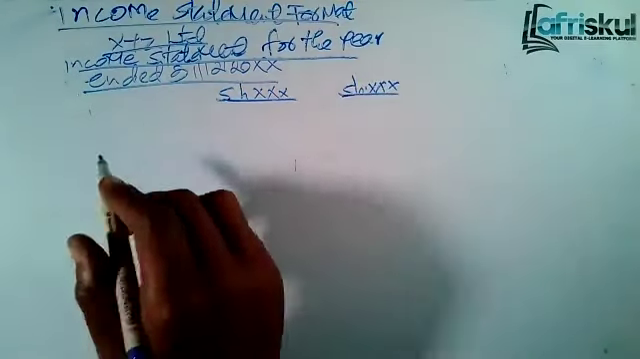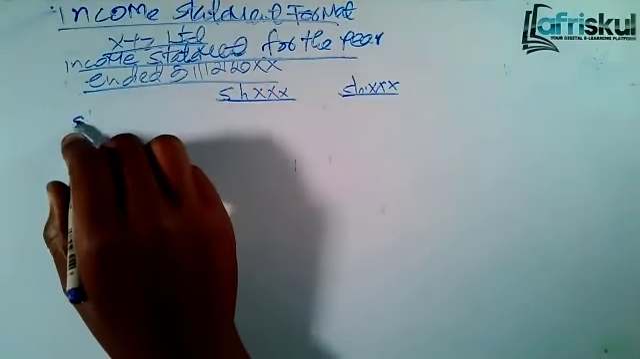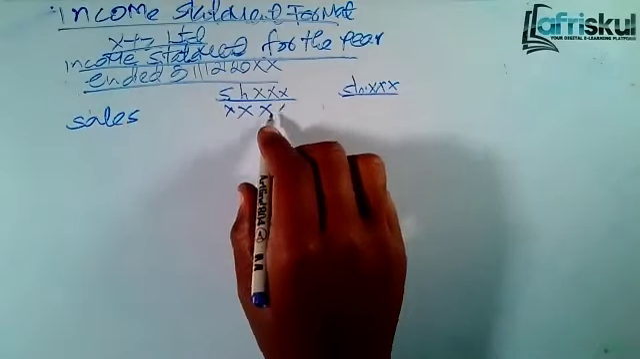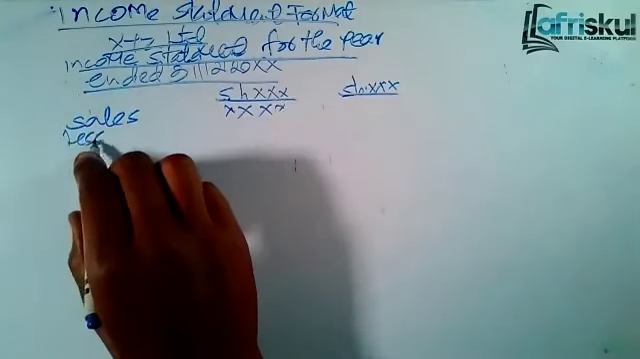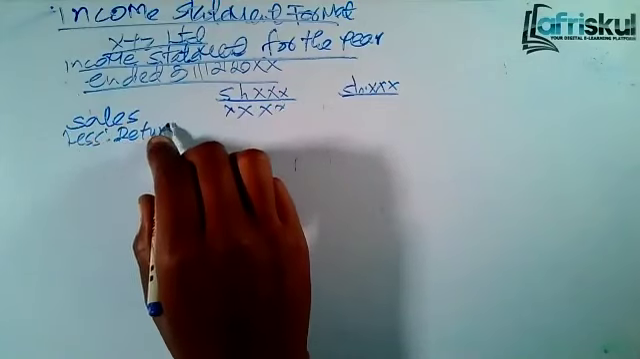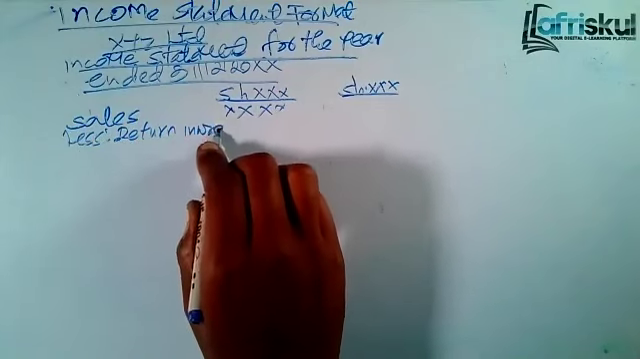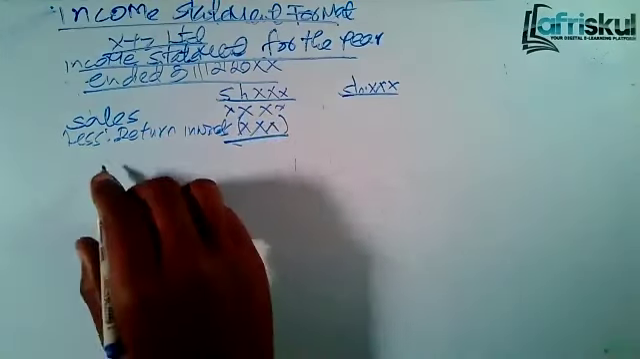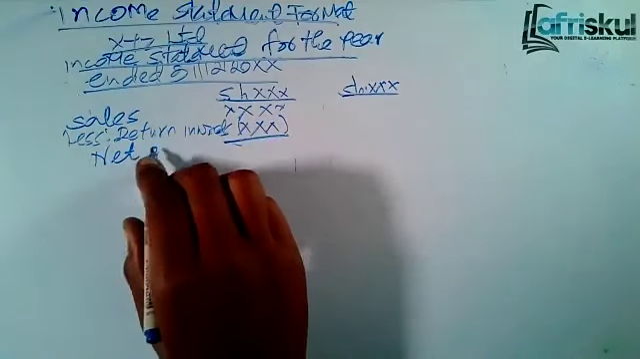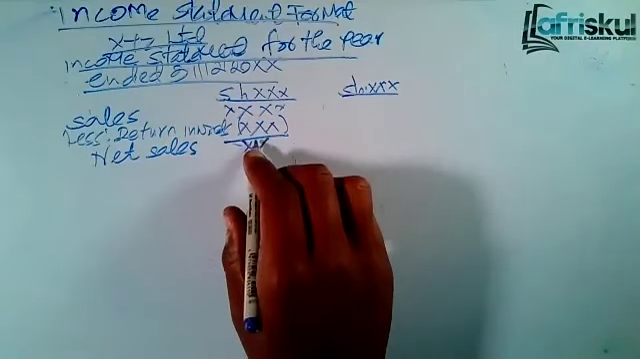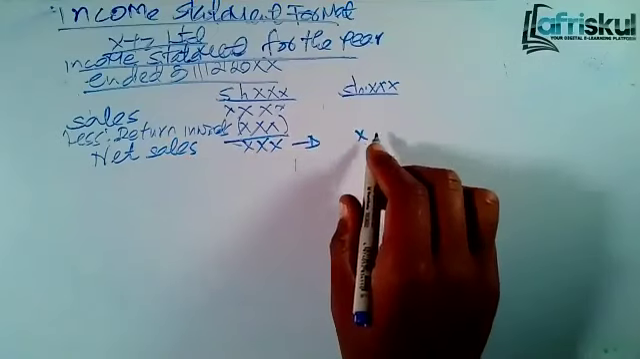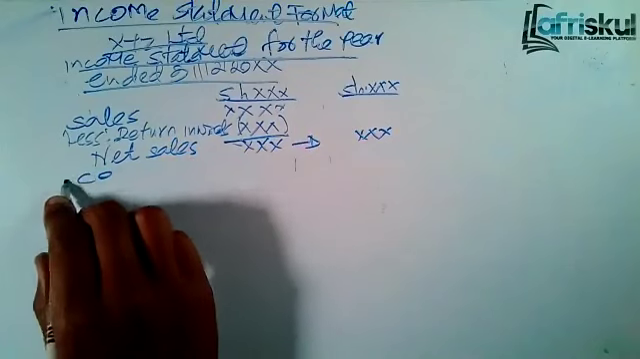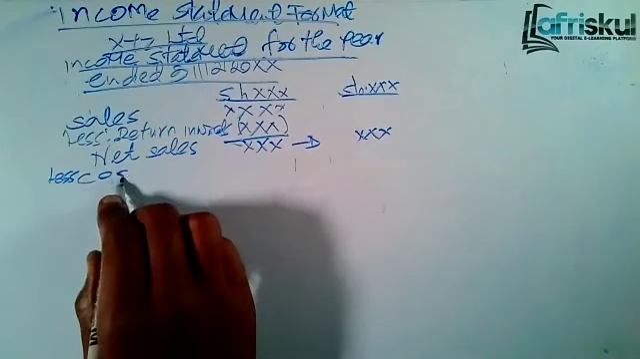So in that case, I will begin with the sales, that is majorly the revenue. I will take it there. Again, I will less the returns inwards there. What I will get here is the net sales, which after getting that value, I will take it to the far end. From there, we also have to less the cost of sales.